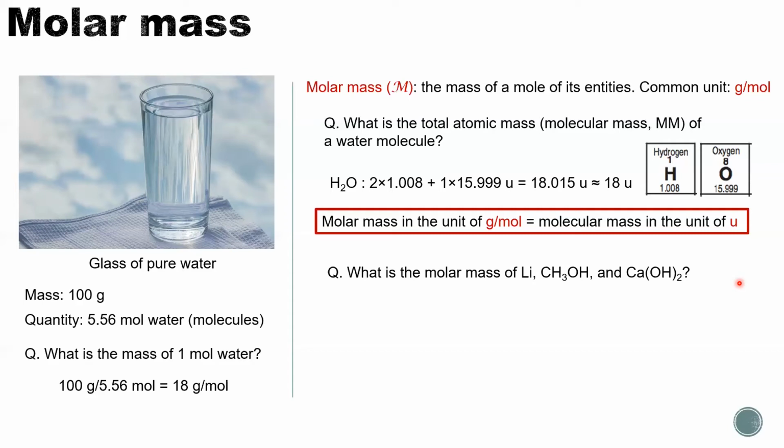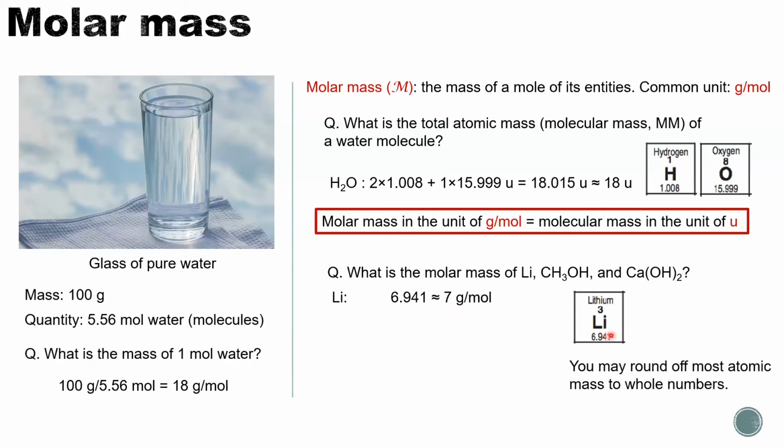So for lithium, it's an atomic element. So molar mass equals the atomic mass, which you can find in the periodic table. We can round that to 7 grams per mole. Most of the time, you can round off atomic mass to whole numbers.